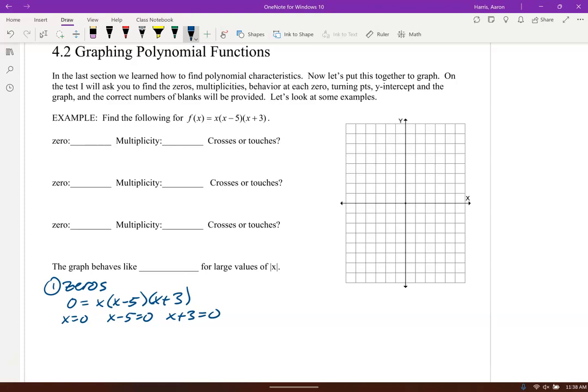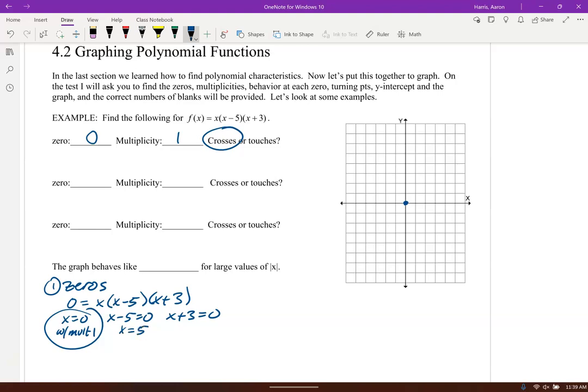So x equals 0, we only got one of those. So with multiplicity 1, right, there's only one of them. X equals 0, multiplicity 1. So it hits right there, 0 has a multiplicity 1. So if it's an odd multiplicity, does it cross or touch? Cross, good, odd multiplicity.